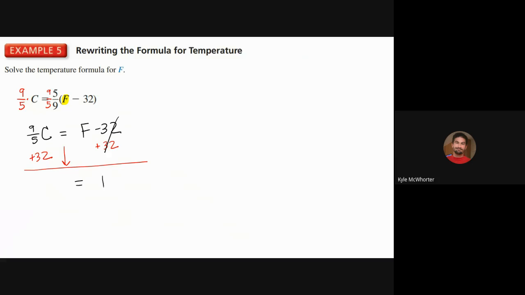So then we just get F on the right side, and on the left side, 9/5 C plus 32. 32 doesn't have a variable on it, so these aren't like terms, so we can't combine them, so we just have to write them both. 9/5 C plus 32. And that's our formula for Fahrenheit. Fahrenheit, in terms of Celsius, is 9/5 times the Celsius plus 32.